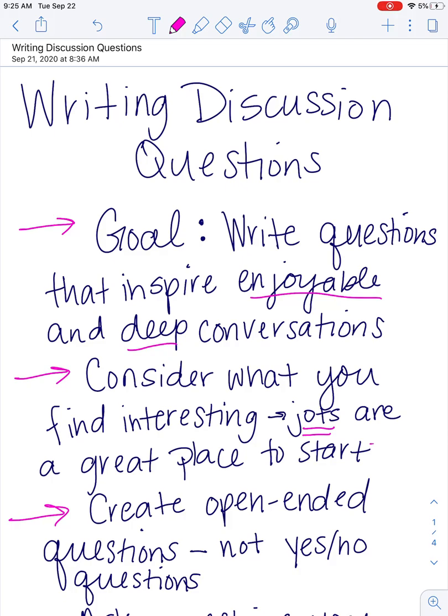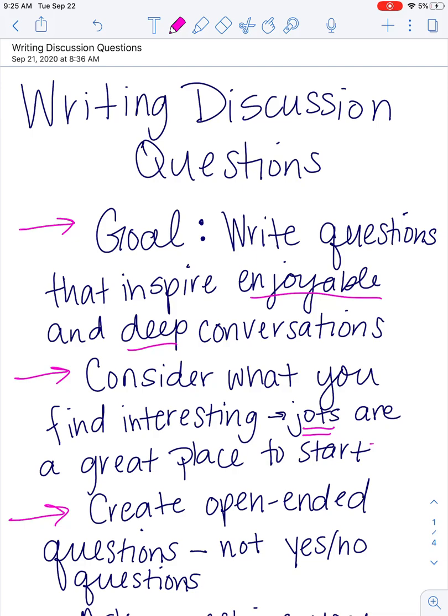So we can consider our jots though. If you're jotting a lot about characters, then you probably want to ask some questions about characters. If you noticed a really good quote or a really good passage that you really liked the wording of, then that's a place you can start for a question. There's tons of different things that you can do when you have jots. It makes it so much easier to write really good discussion questions because you already have a place to start.